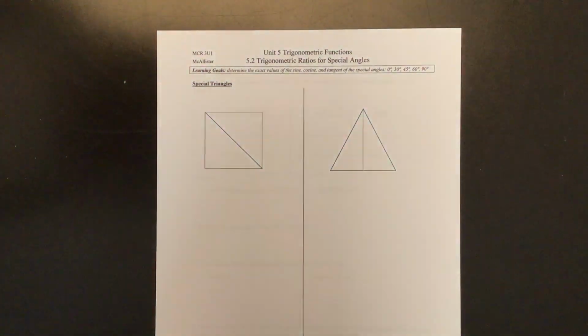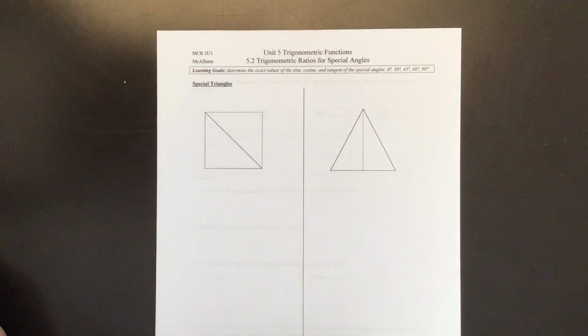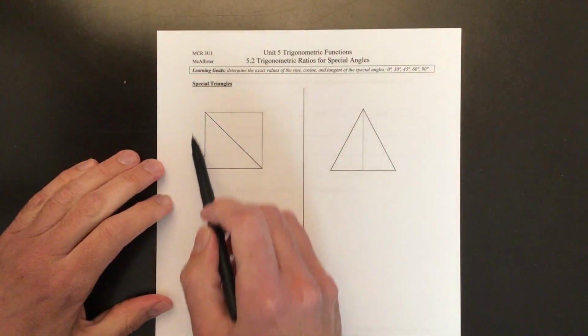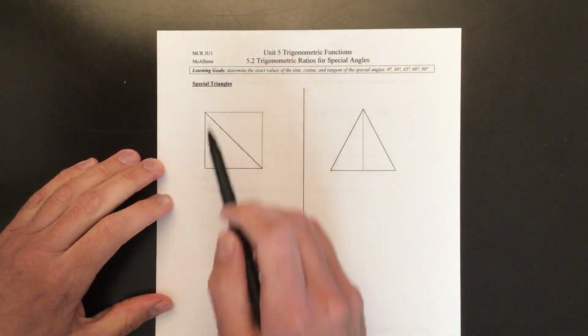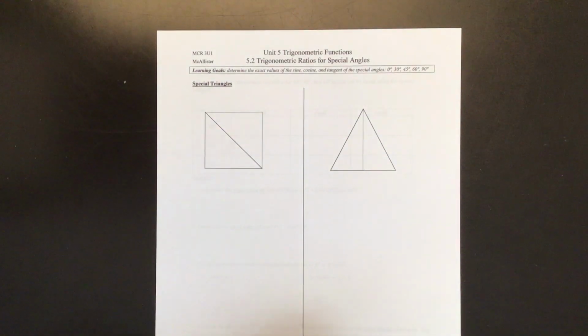So this lesson, 5.2, trig ratios for special angles. As you can see, starting off, not much here on our page. So what we have, let's start on the left. We obviously have a square. And then within that square, I've taken a line and I've cut it diagonally, between our two corners.